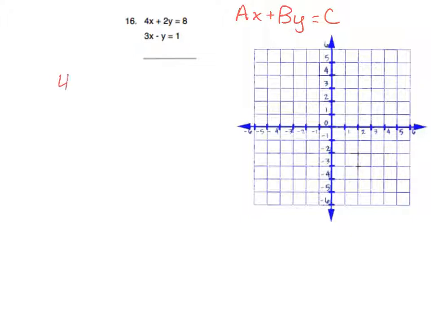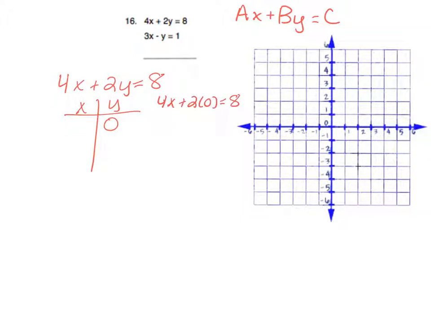So I've got the equation here: 4x plus 2y equals 8. First, I'm going to start by finding my x-intercept. So I'm going to make my y a 0. 4x plus 2 times 0 equals 8. 4x equals 8. x is 2. The x value is 2 there. I'll plot that point, (2, 0).